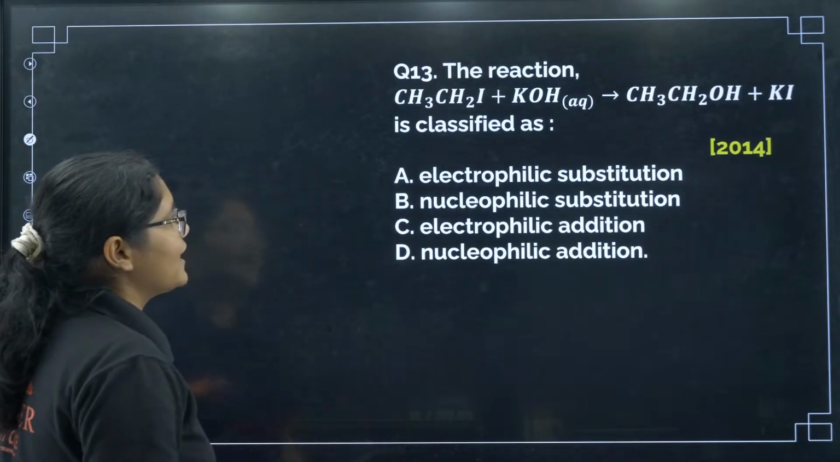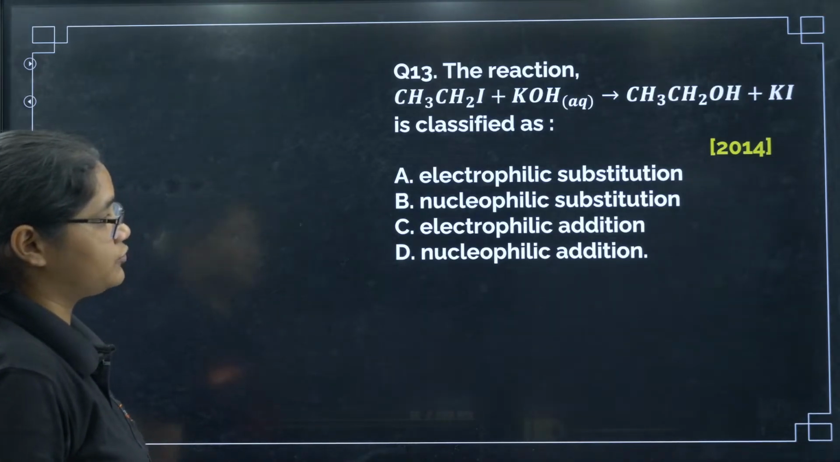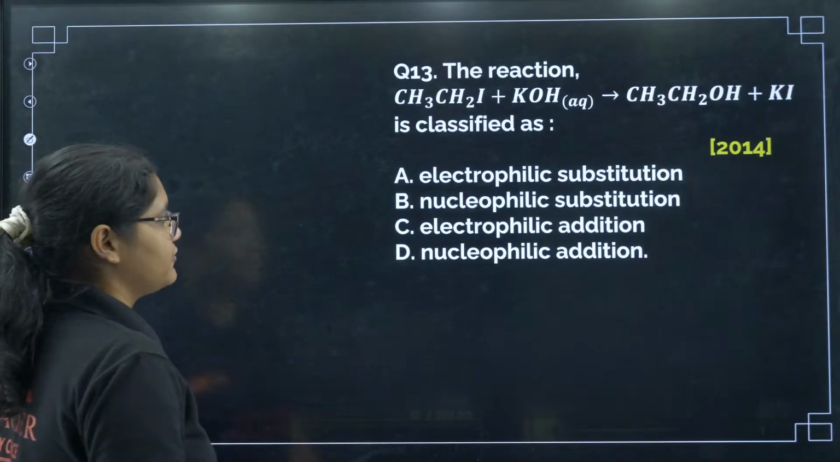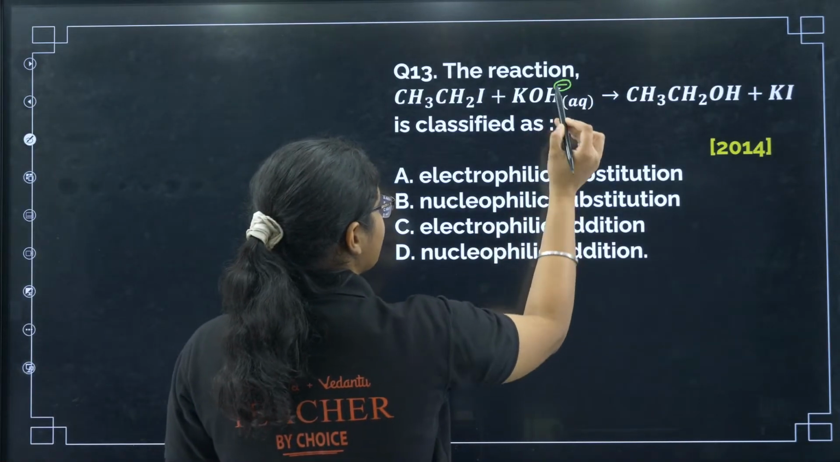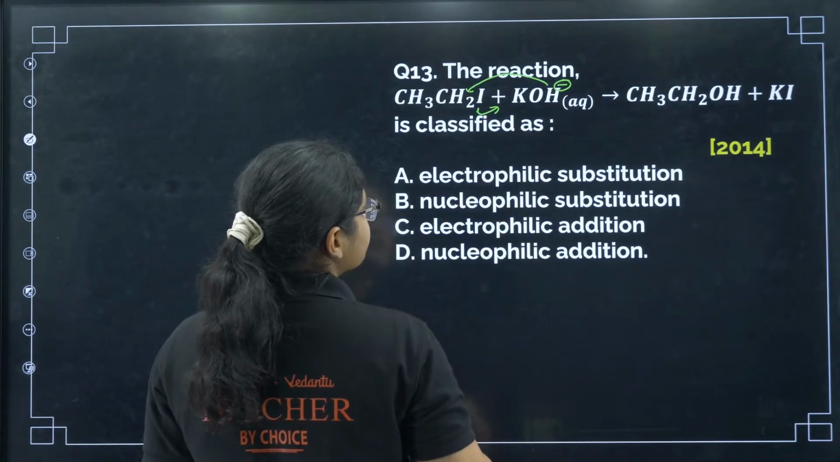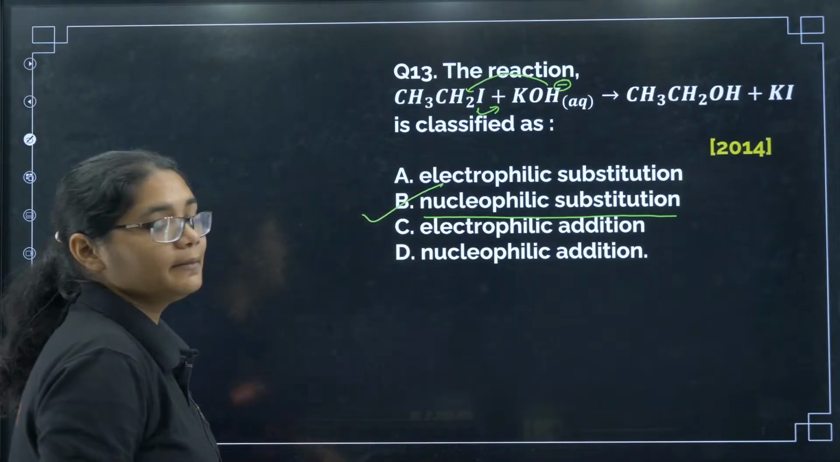Next, the reaction CH3CH2I plus KOH gives CH3CH2OH plus KI is classified as. This is which type of reaction? Here we have an OH minus which acts as a nucleophile. It acts on this one and I is replaced. So this is a nucleophilic substitution reaction. So option number B here.